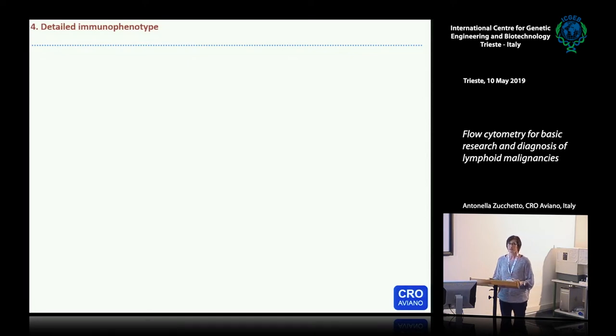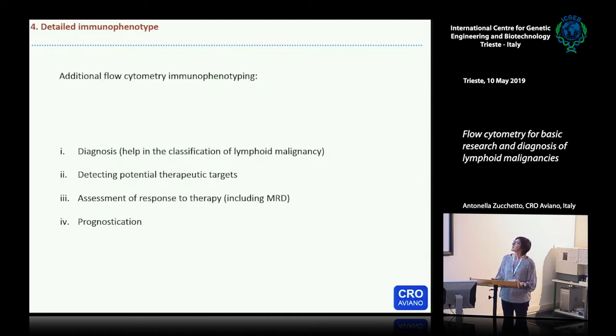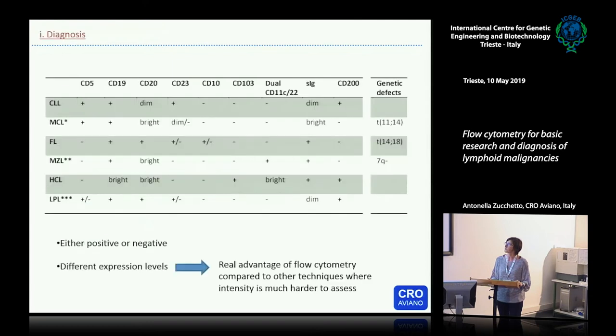The final step is a detailed immunophenotype. So after having gated our cells of interest, we have to perform a more detailed immunophenotype. And this additional immunophenotyping is useful for, of course, diagnosis, to help in the classification of the different lymphoid malignancies, also to detect potential therapeutic targets, for the assessment of response to therapy. I will show you some examples of minimal residual disease, and also in the prognostication of the lymphoid malignancies.